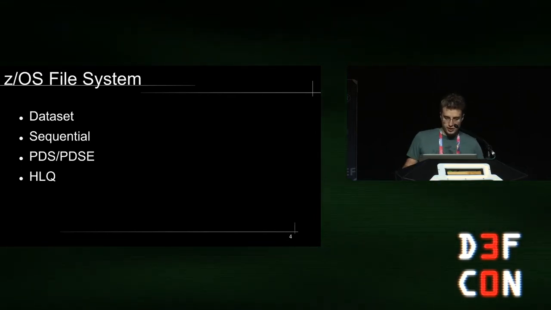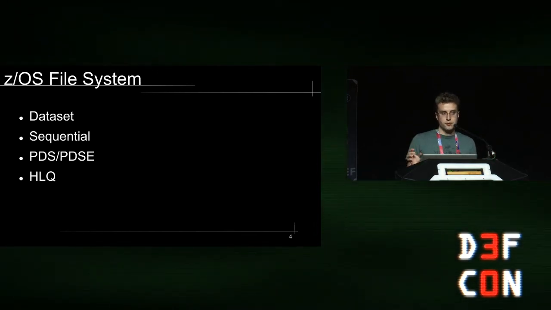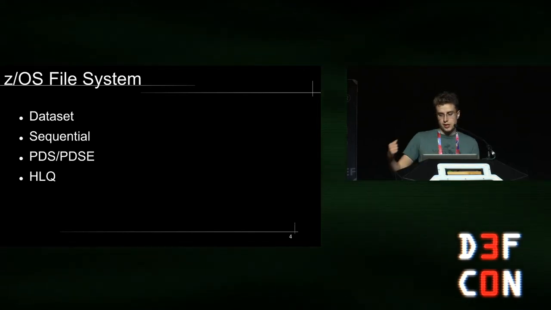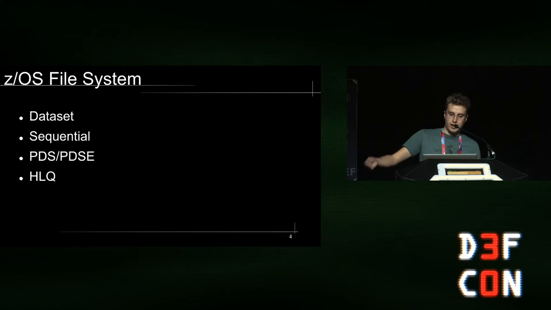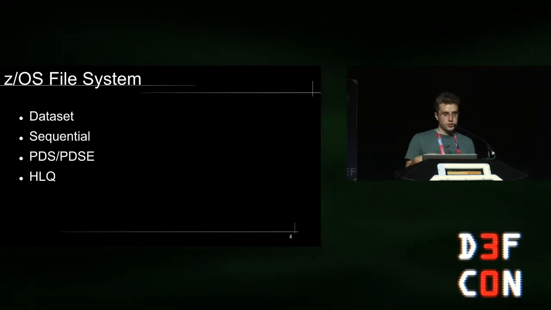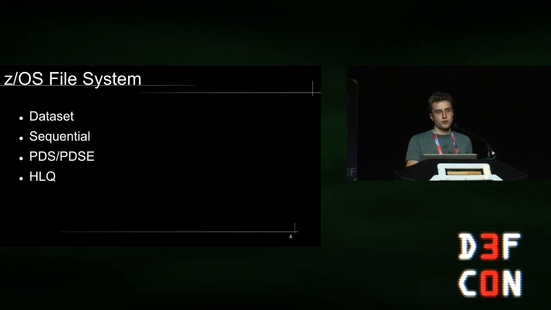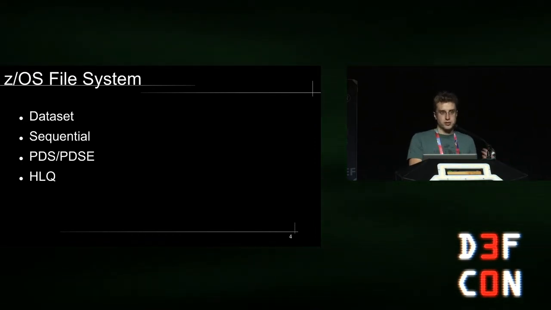Another big difference is that z/OS has a flat file system, so there's no folders. You might have data sets logically separated, so you'll have, for example, jake.homework.math, and you can say, give me all data sets that start with the high-level qualifier jake, and it'll give you all of those, but there's no actual folders.